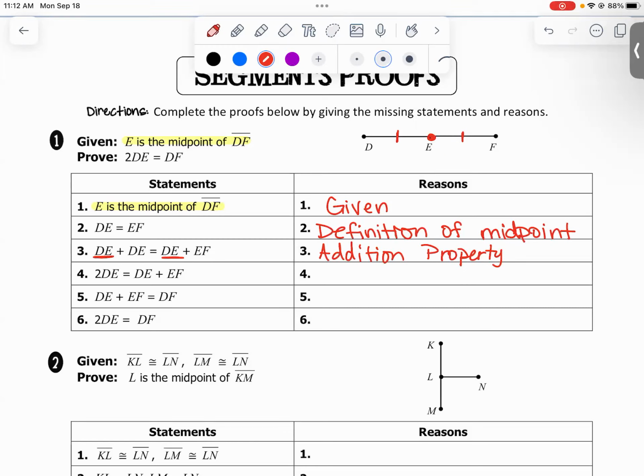Now, because we have DE plus DE, we can write 2DE. On those, I just want you to write simplify. If you combine like terms of any kind, I want you to use the term simplify for that. Okay.